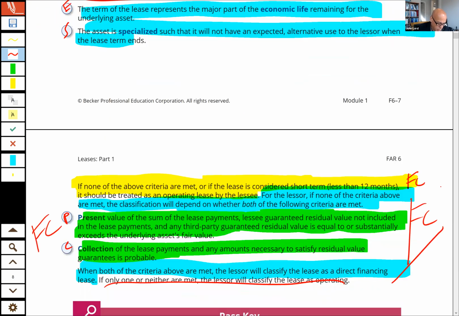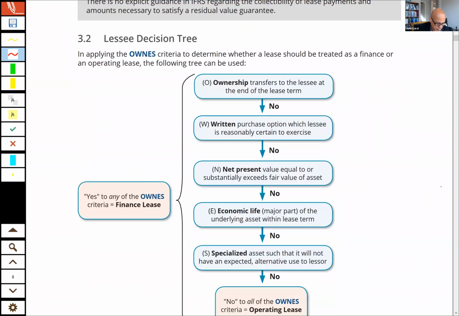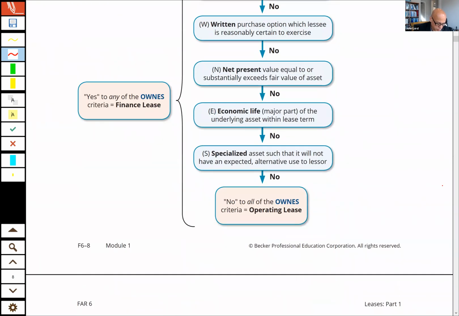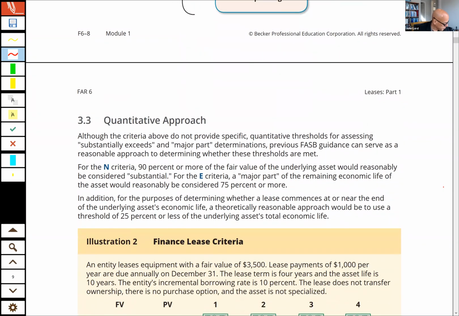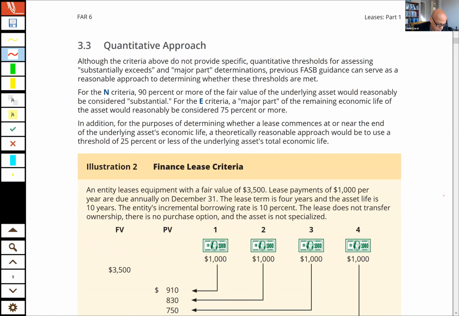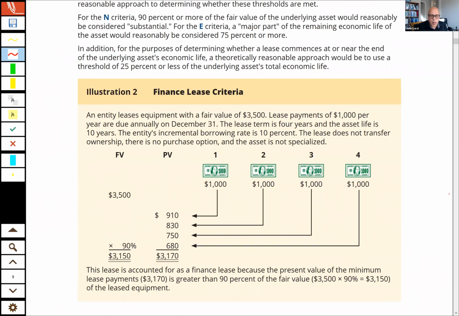Okay. All right, good. Let's go ahead, and they give you the decision tree here, but we've got some flashcards on that, so I don't think we need to go through that little decision tree. Okay, so let's just go ahead and take a look at something that'll help us to see how we might have to apply.